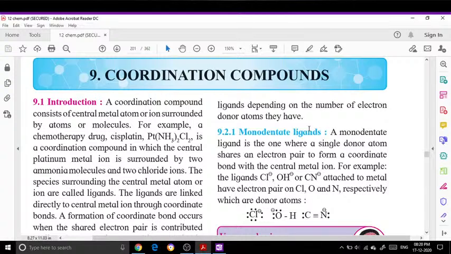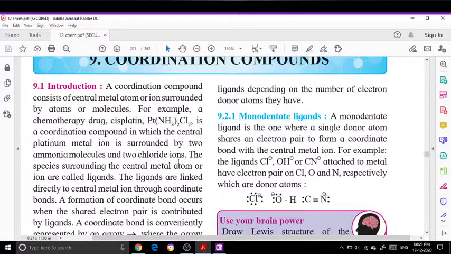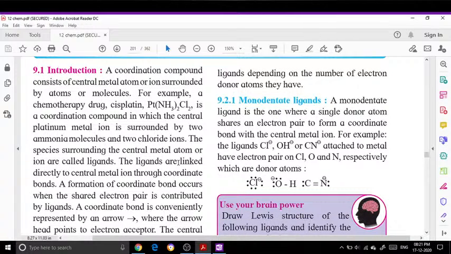An example is given: the chemotherapy drug cisplatin. So cisplatin is nothing but a platinum atom surrounded by NH3, that is ammonia, and Cl2. So it is a coordination compound in which the central platinum metal ion is surrounded by ammonia and two chloride ions. Now the species surrounding the central metal atom or ion is called a ligand. The ligands are linked directly to the central metal ion through coordinate bonds.